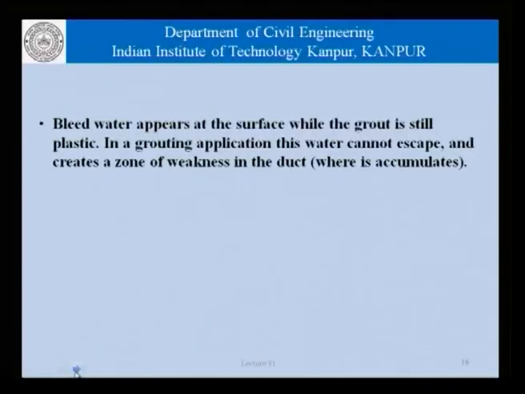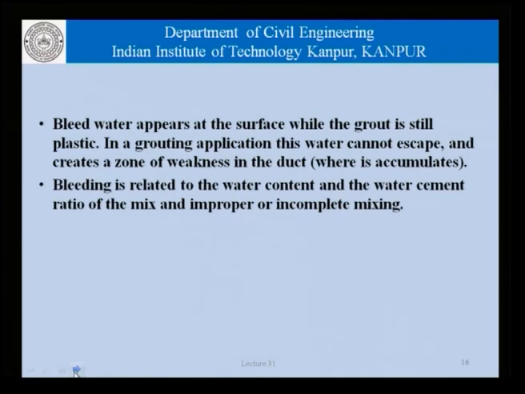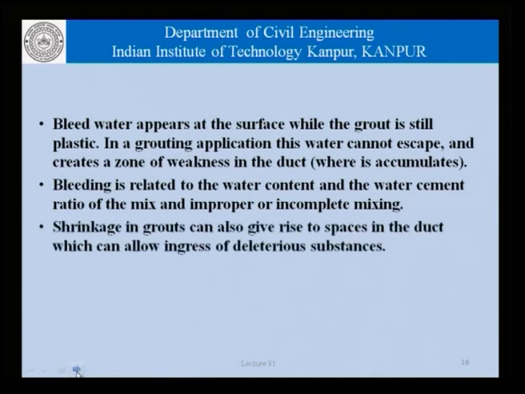As far as bleeding is concerned, bleed water appears at the surface while the grout is still plastic, and in a grouting application this water cannot escape. There is no way that we can take it out. It will therefore create a zone of weakness in the duct wherever it accumulates. As we have seen in the case of concrete, bleeding is related to the water content and the water cement ratio of the mix, and of course improper or incomplete mixing. Similarly, shrinkage in grouts can also give rise to spaces in the duct which can allow ingress of deleterious substances, and that is why we need to ensure that grouts meet requirements in terms of bleeding and shrinkage, in addition to whatever other criteria we may choose.